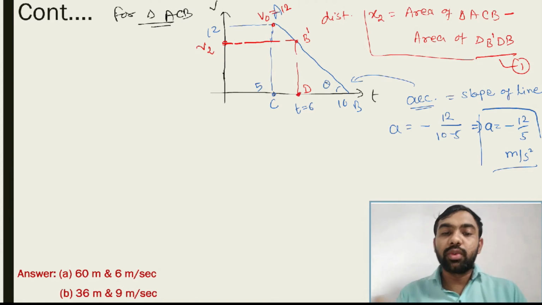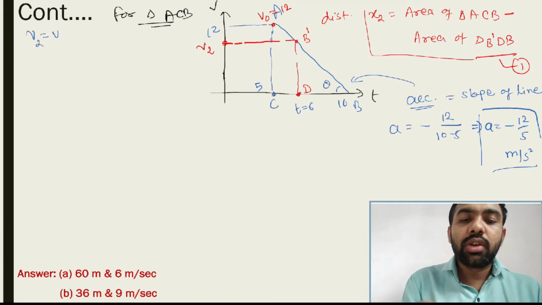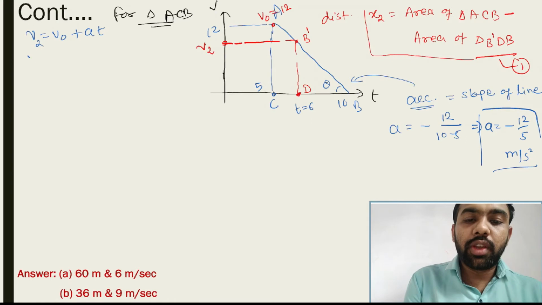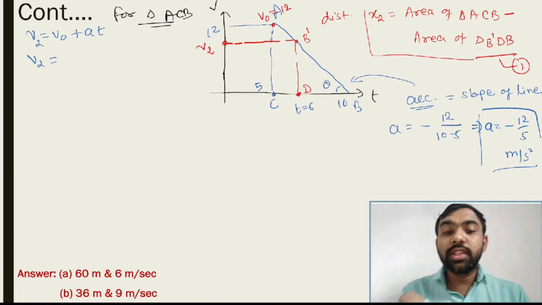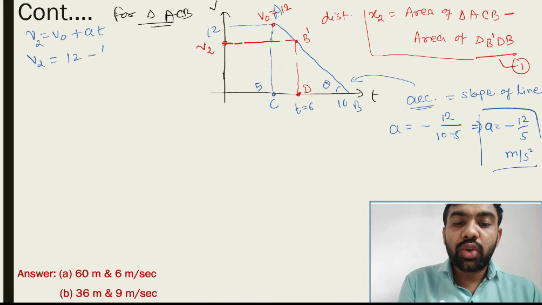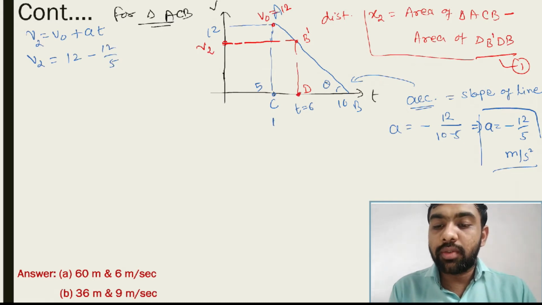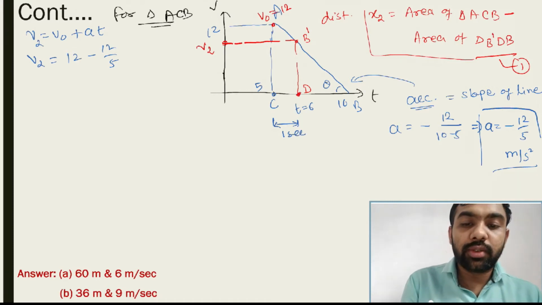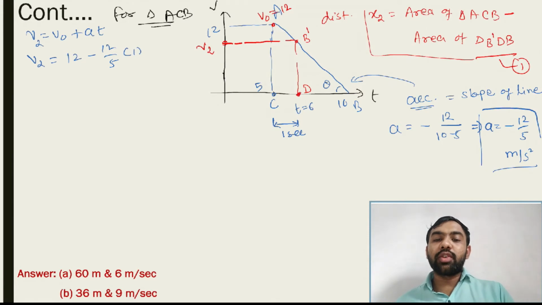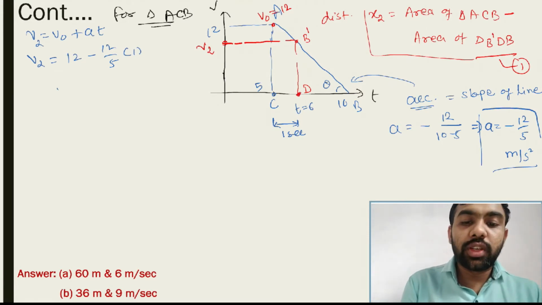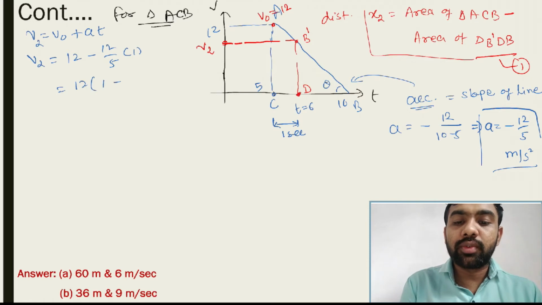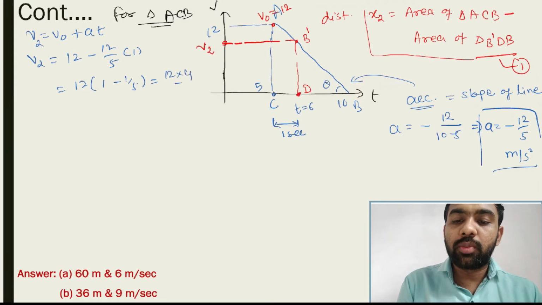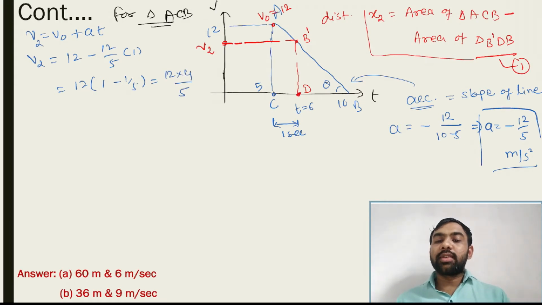Now how to find V2? Use V is equal to V0 plus at. So find V2. V0 is 12. Acceleration is 12 upon 5. What is the time interval? From here to here, 5 to 6, is 1 second. So into 1. So 12 minus 12 upon 5. Taking 12 common, 1 minus 1 upon 5. So 5 minus 1 is 4. The answer is 12 into 4 upon 5. Okay, so that is the velocity.